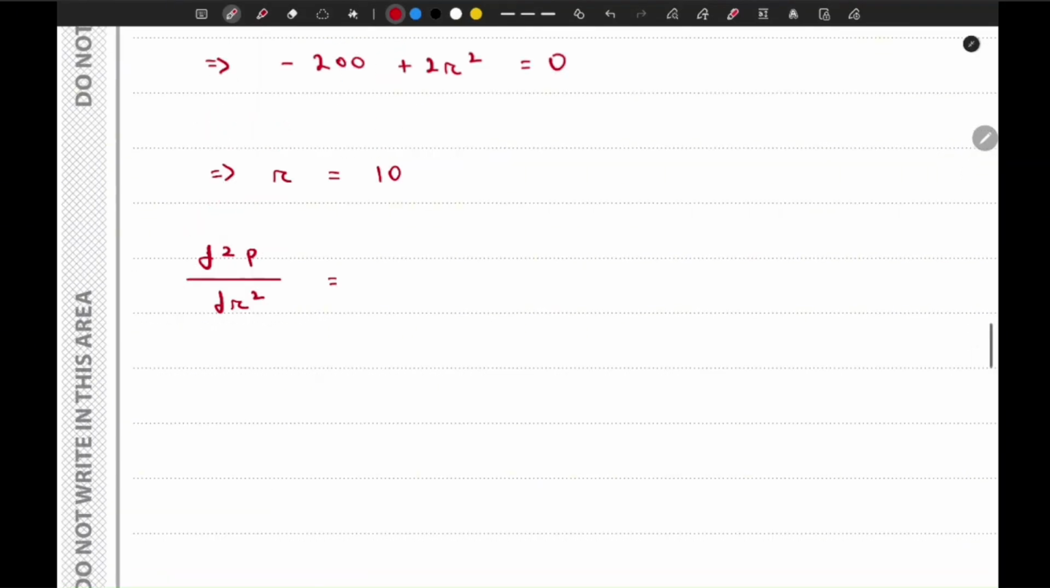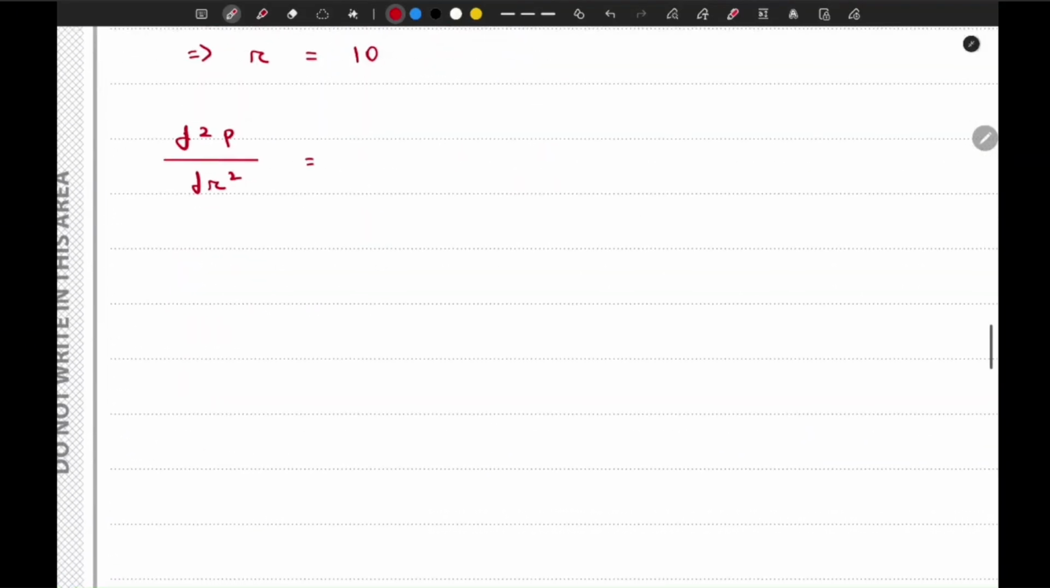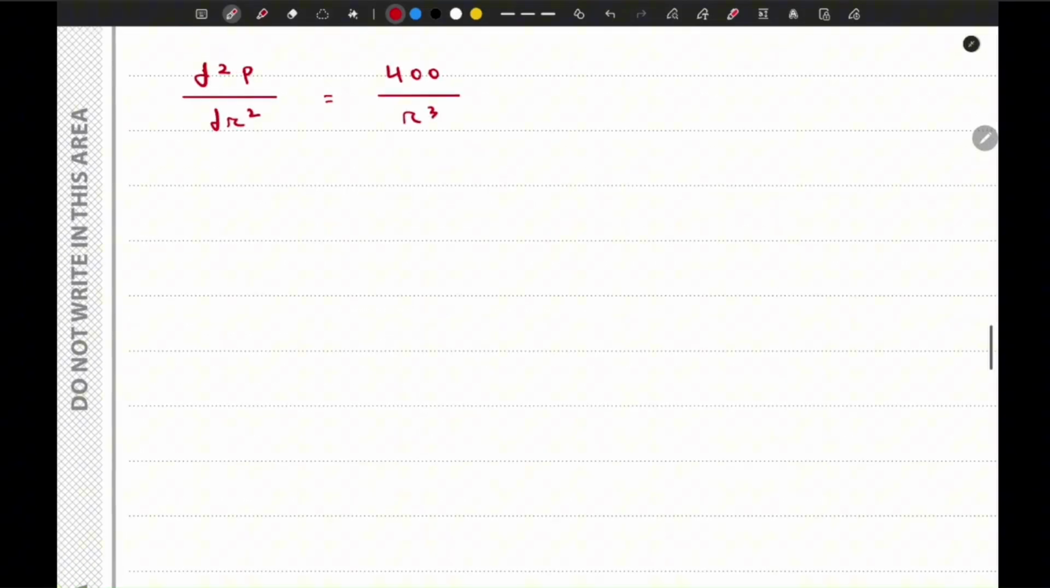So now we need to find d squared p divided by dr squared. This will be equal to 400 divided by r cubed. Now if we substitute this value of r into this equation, that gives us 400 divided by 10 cubed, which gives us a positive value.